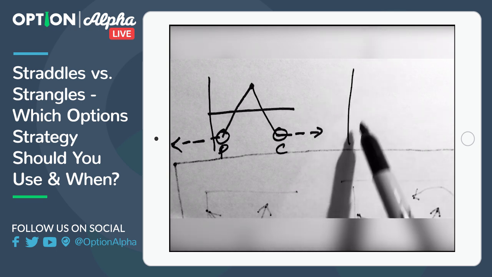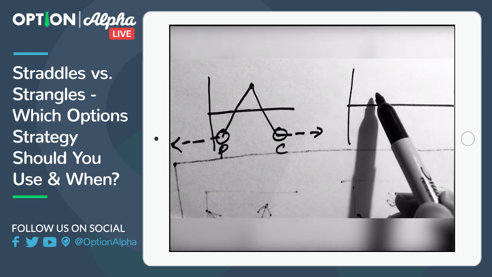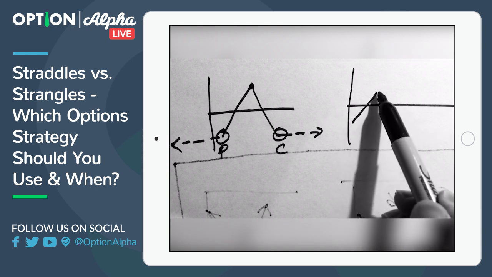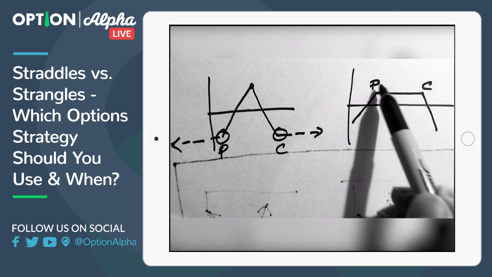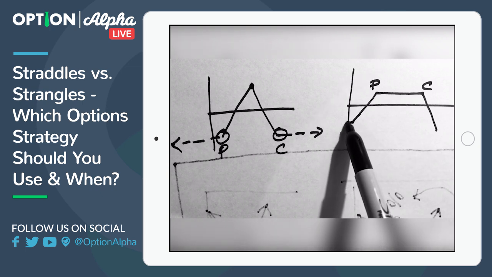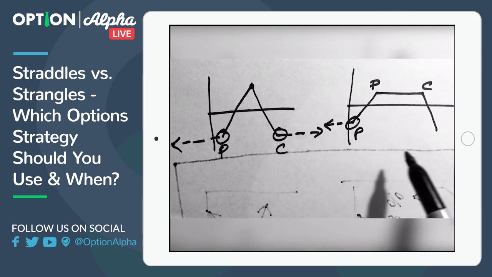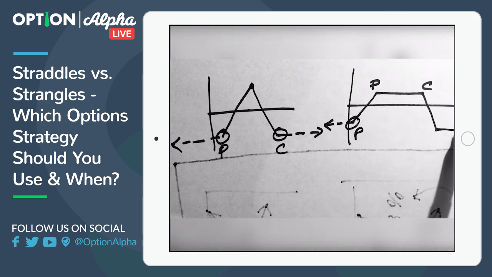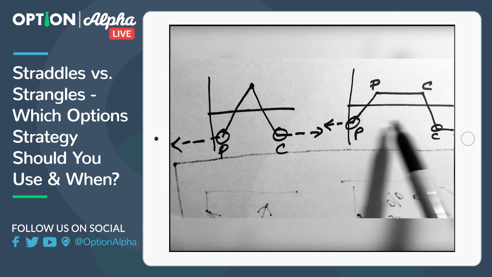Same thing with the actual strangle itself. When you do the original strangle with undefined risk, you're just going to sell a call option above the market and a put option below the market. When you want to convert this, you're going to convert it into an iron condor by buying a cheaper put option below your short strike. And then on the top side, you're going to buy a cheaper call option above your original call short strike. So it creates this iron condor position.